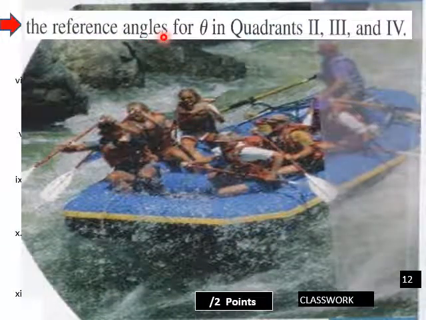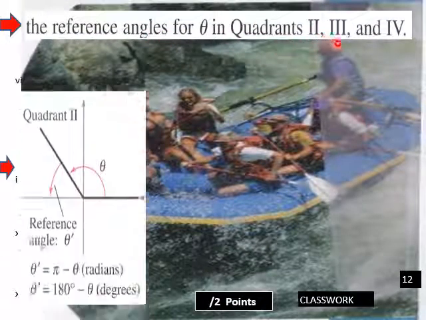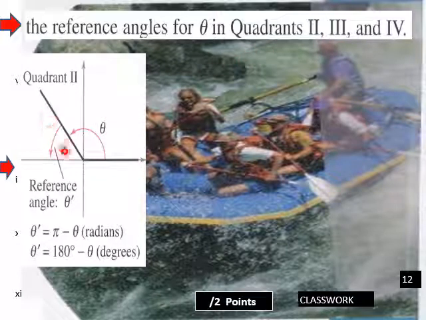So the reference angles for theta in quadrants 2, 3, and 4. This would be a reference angle here for quadrant 2. This would be theta prime, this angle here. Since you've passed the y-axis here and you're over in quadrant 2, now your reference angle would be over here on your horizontal axis, your x-axis. So your reference angle theta prime would be here. So theta prime would equal pi minus theta.